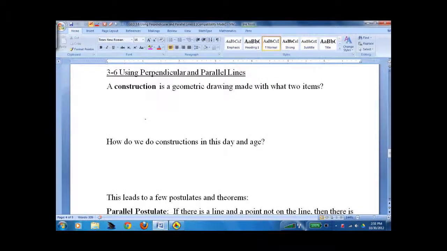Lesson 3.6, using perpendicular and parallel lines. A construction is a geometric drawing made with what two items? These go back to ancient times, so they're called a compass, which looks something like this. There's a pointy tip here and a pencil here. It makes circles and arcs.